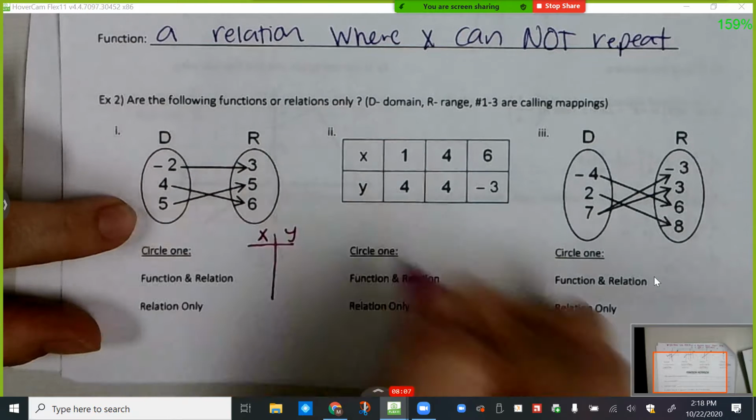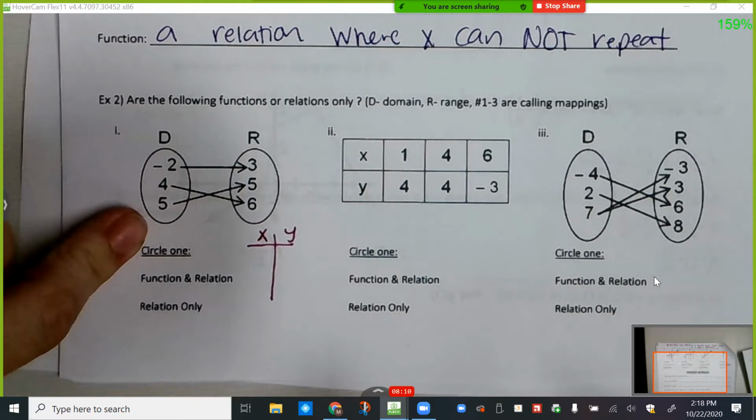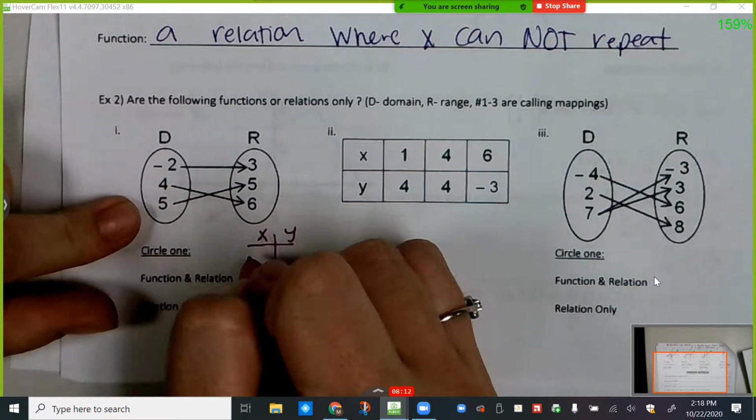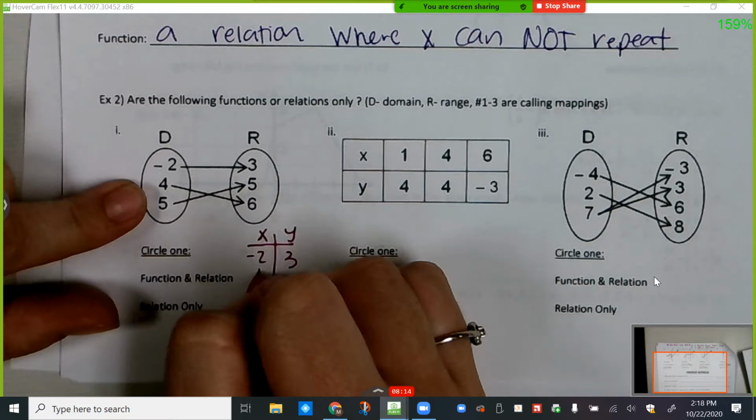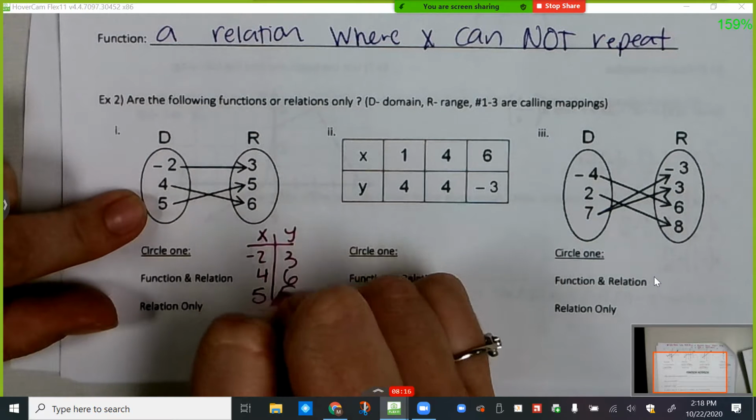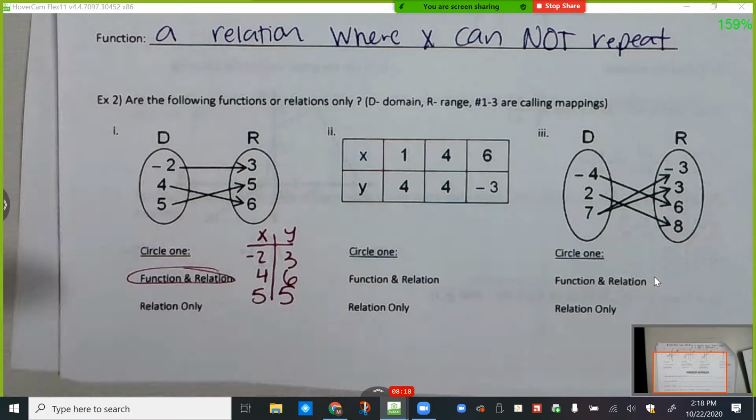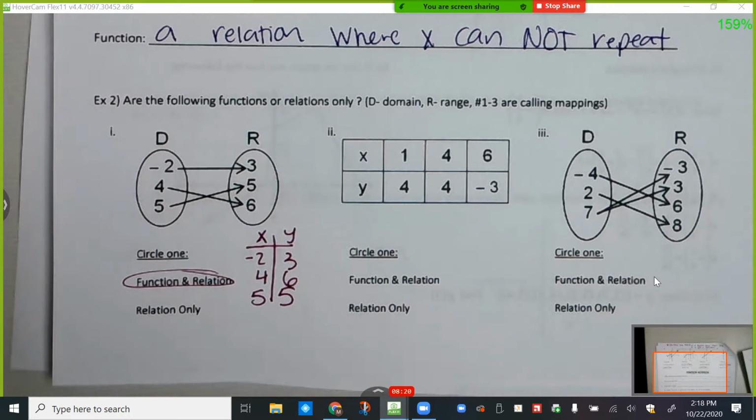No, and to prove it, I'm going to write out the points. You don't have to do this, but I want to show you something here in a second. So it goes negative 2, 3, 4, 6, and 5, 5. So no, X did not repeat, therefore this is a function and a relation.